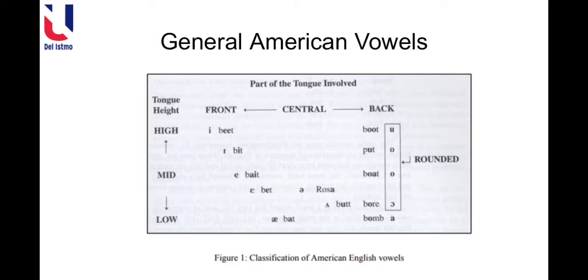So now let's see these general American vowels. Here is a small chart that is the classification of American English vowels. As we can see here, we have the vowel sounds in English, and when we talk about front, center, and back, we are referring to the position in our mouth where we make the vowel sounds.